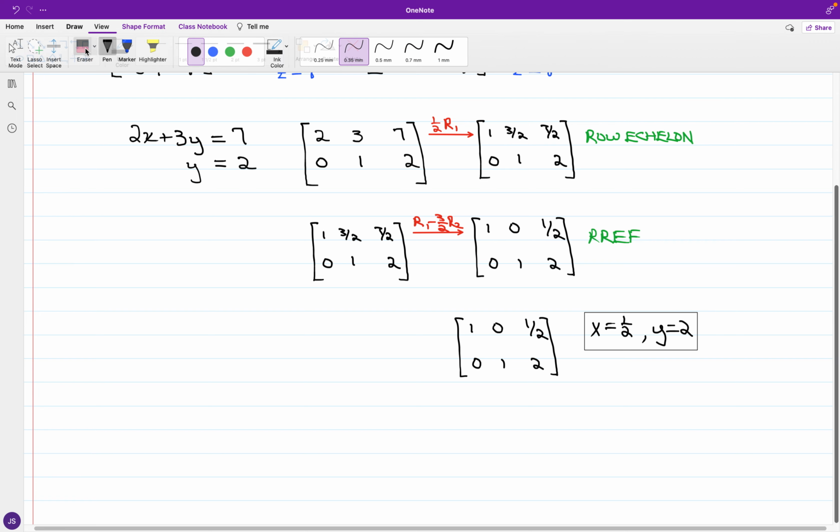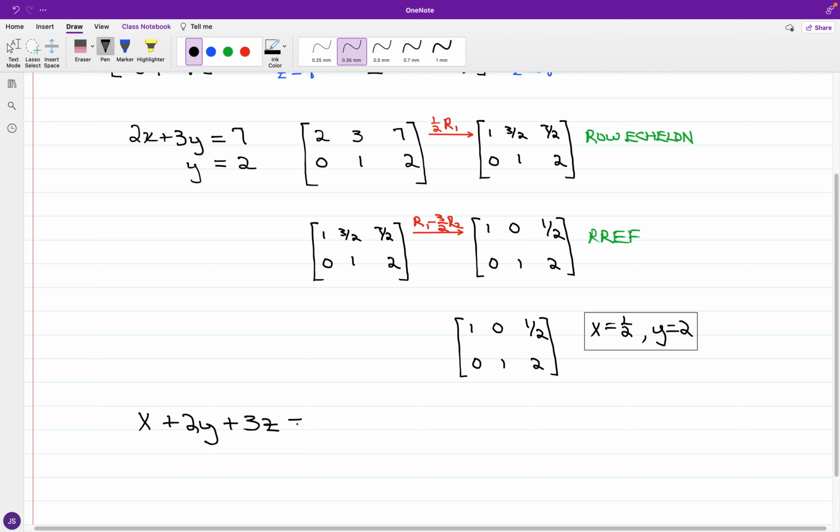Now let's say we have a 3-equation system. We'll say that we have x plus 2y plus 3z is equal to 7.